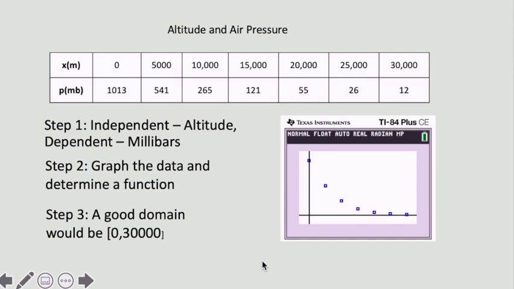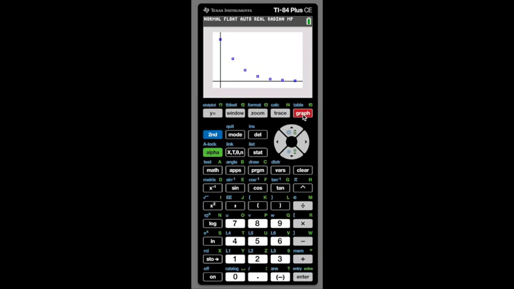Since the person that collected the data went from 0 to 30,000 meters, let's stick with that for the domain. I can't imagine anything being much higher than that. I know Mount Everest is about 29,000 feet, which would be close to 9,000 meters. So 30,000 is way up there. All right, now let's actually find the equation for this.